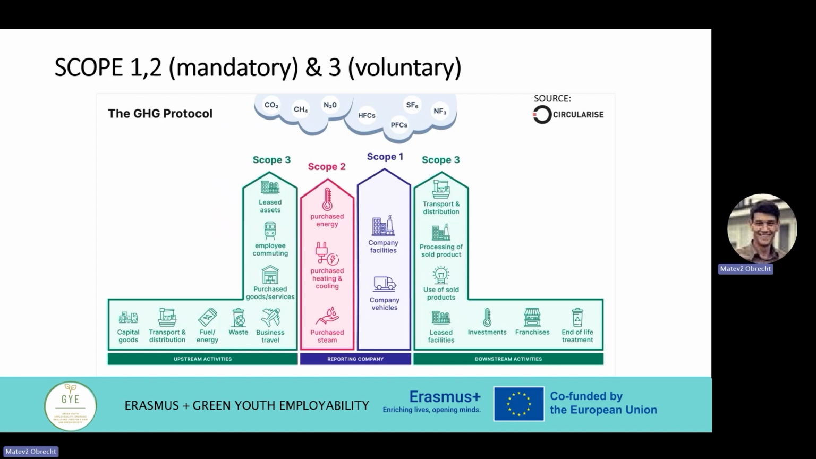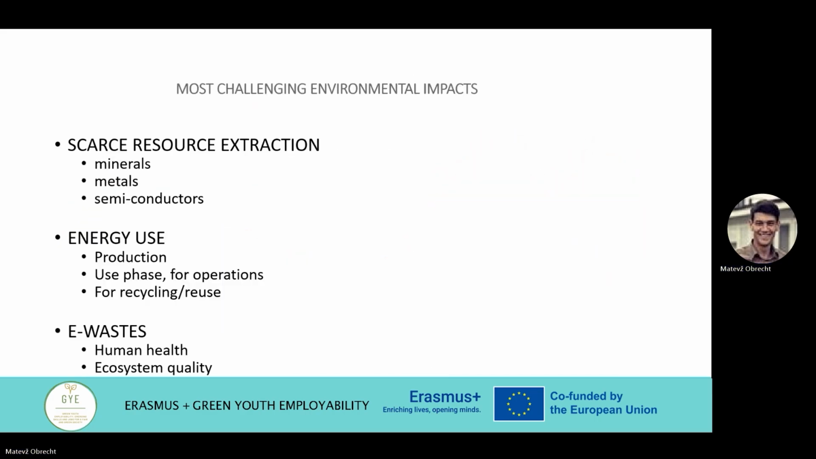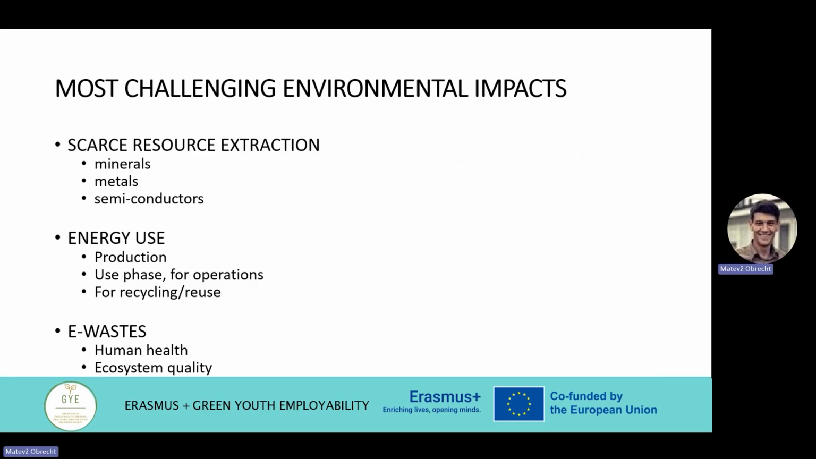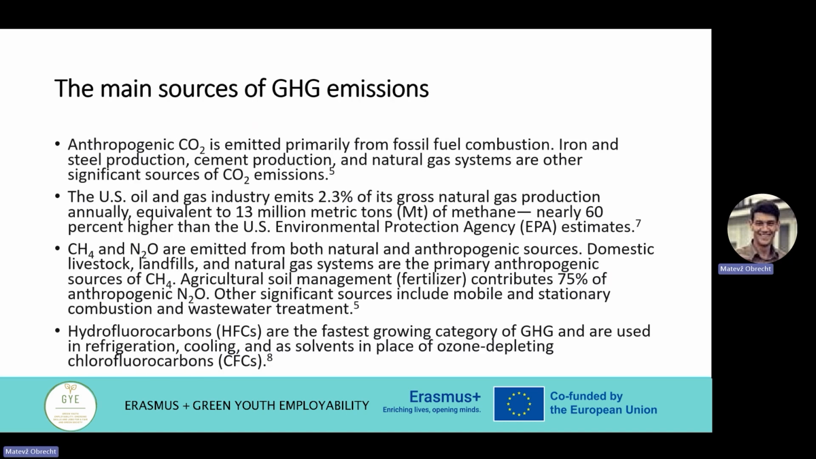And this is what's interesting because carbon footprint calculations are actually helping you to monitor and to assess emissions, but you must be aware what to do with the results. So you must be the expert, or you must be a professional to be able to interpret the results as well. So the main sources or main environmental impacts are the resource extraction, energy use, and at the end, wastes.